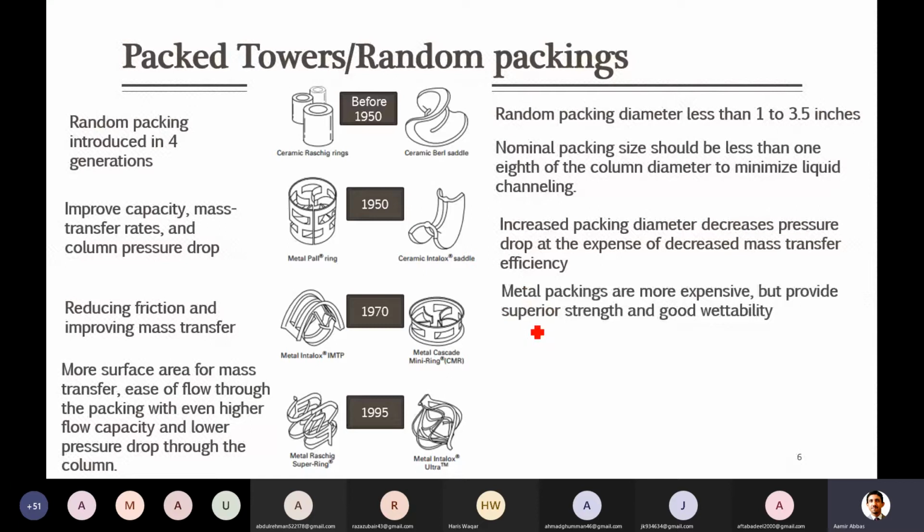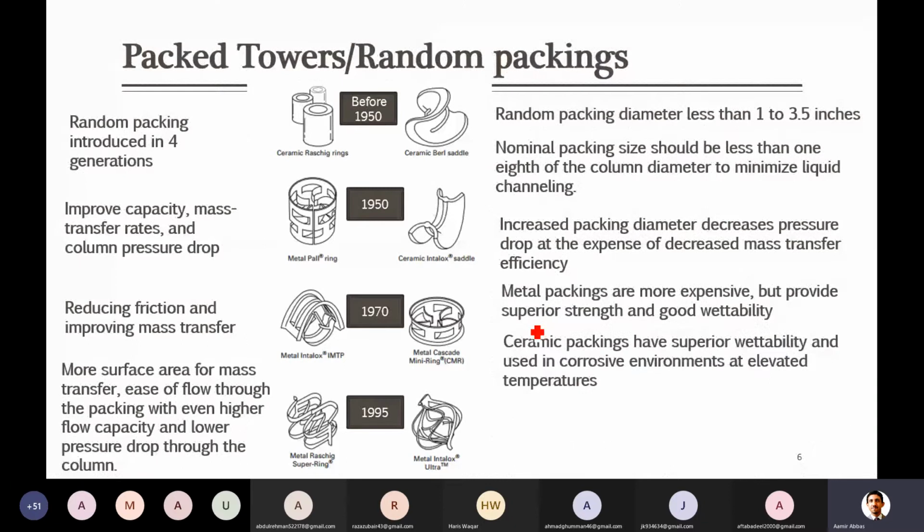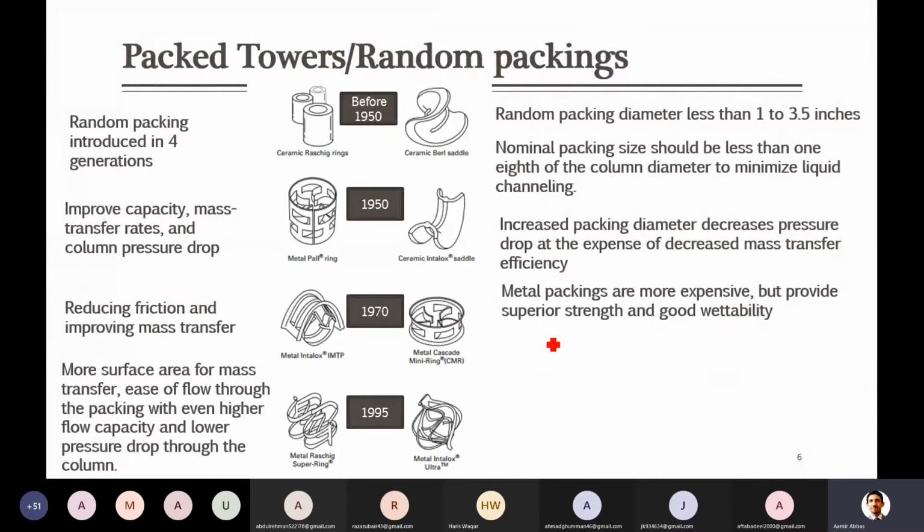So the major points are these three, that is, which material you have to use. When it is metal packing, metal packings are definitely expensive as compared to the other two materials, which are ceramic as well as plastic, but they provide superior strength.